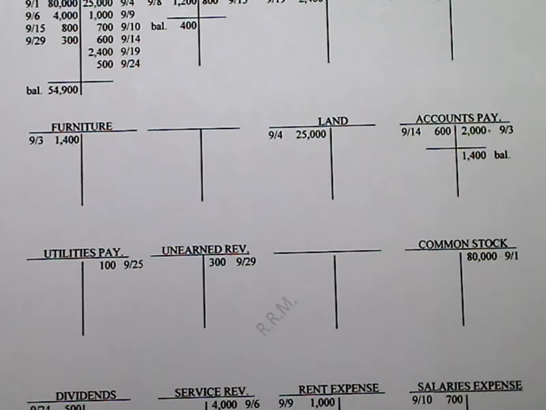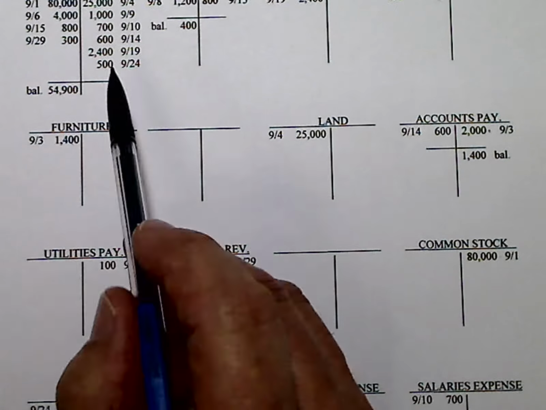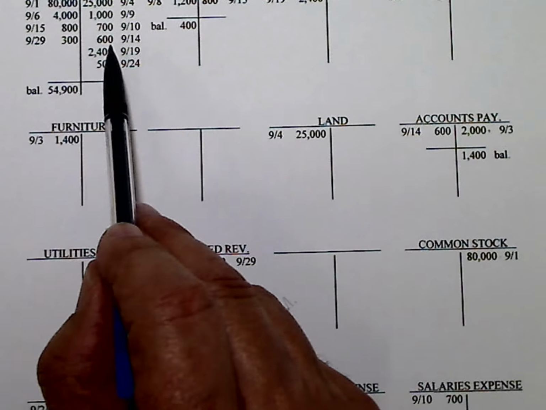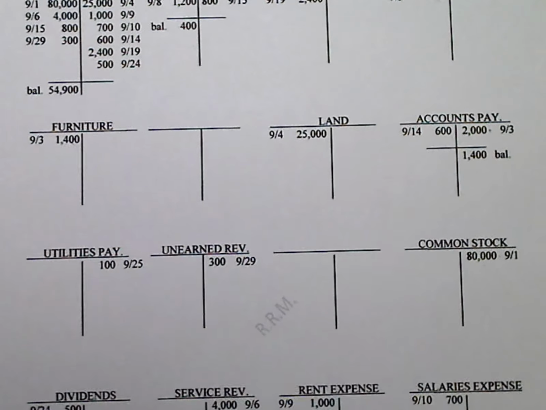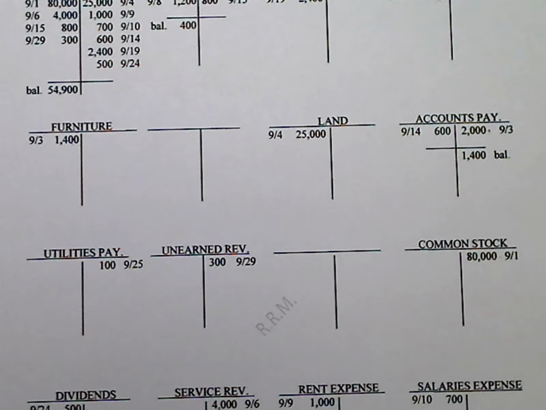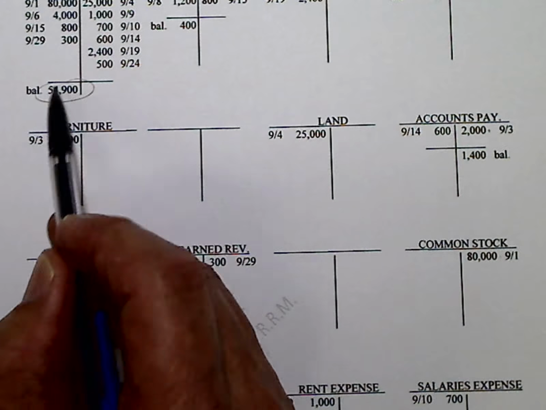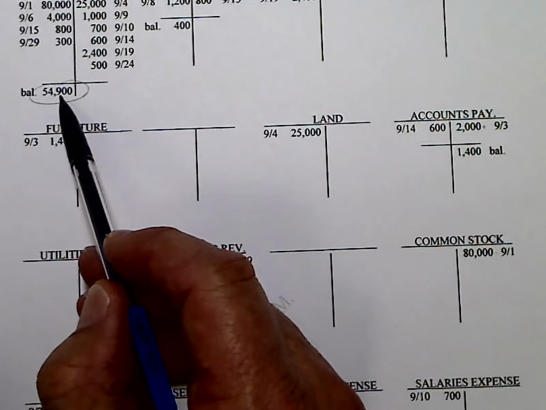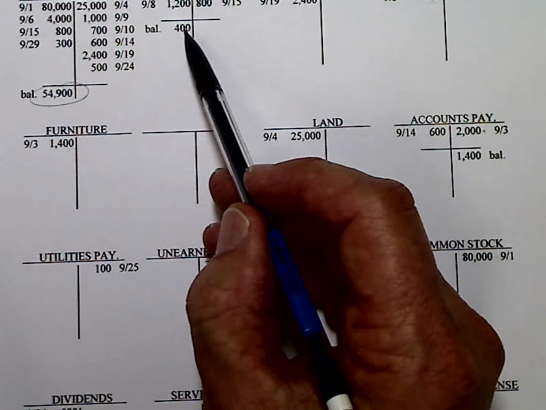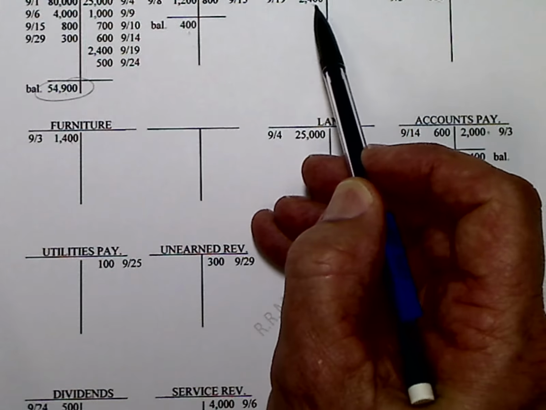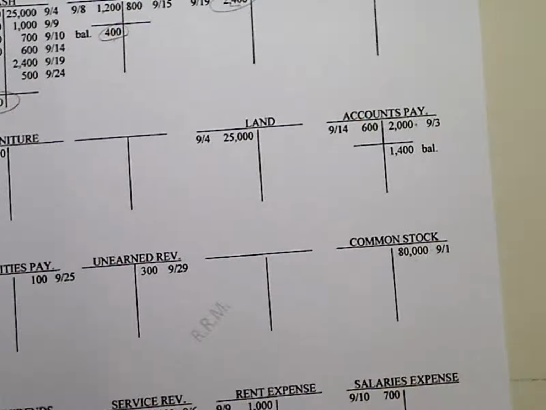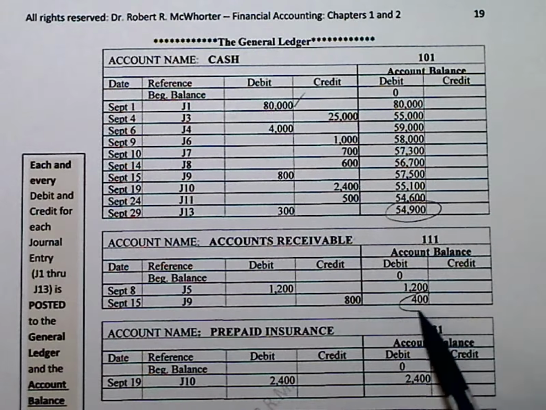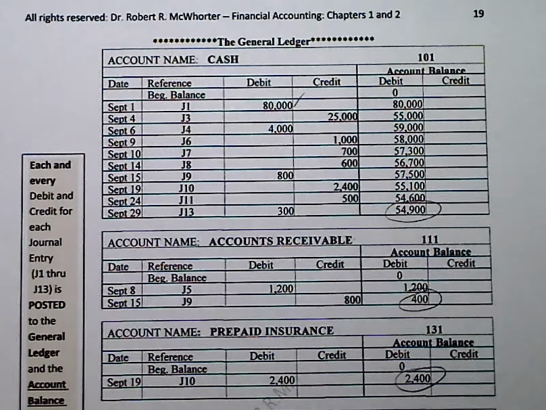All of those are shown over here in the T accounts as well, but notice that T accounts don't give you the balance every day or the change of every transaction like the general ledger does on pages 19 and 20, but what you do get at the end is the balance. Now if you compare that balance, you'll see 54,900, accounts receivable 400, prepaid insurance 2,400. Those T accounts, the ending balance, will of course agree with the general ledger balance.